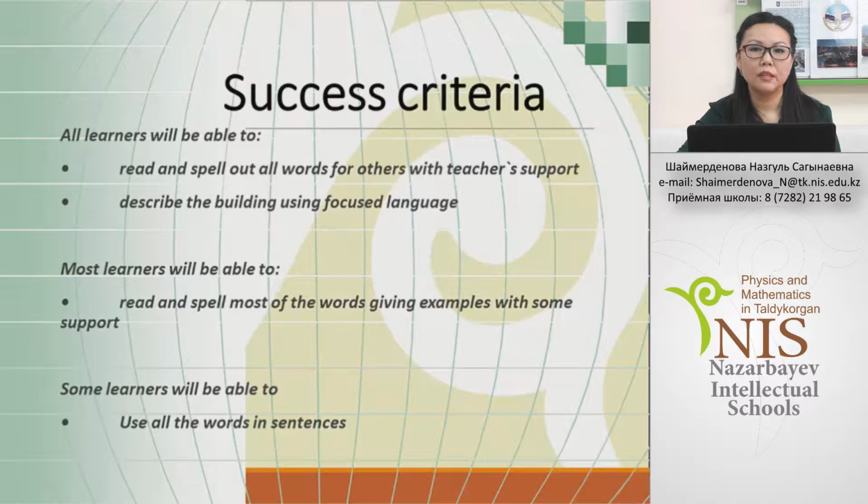Here are the success criteria of my lesson. All learners will be able to read and spell out all words for others with teacher's support, describe the building using target language. Most learners will be able to read and spell most of the words, giving examples with some support, and some learners will be able to use all the words in sentences.